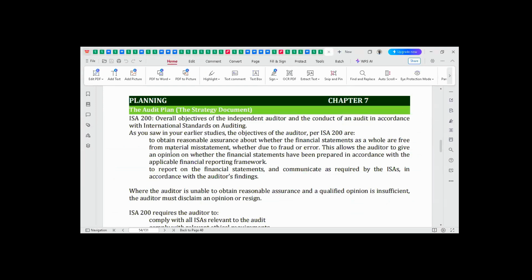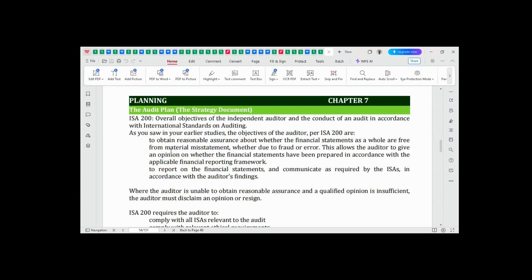Okay. So the next chapter we are going to is chapter 7, planning. Okay? Now, let me give an insight into this planning. After you have signed the letter of engagement, the next thing you're going to do is to commence the audit engagement proper. Now, the audit engagement proper is in 4 stages. There are 4 stages you need to go through. First of all, you need to plan the engagement.